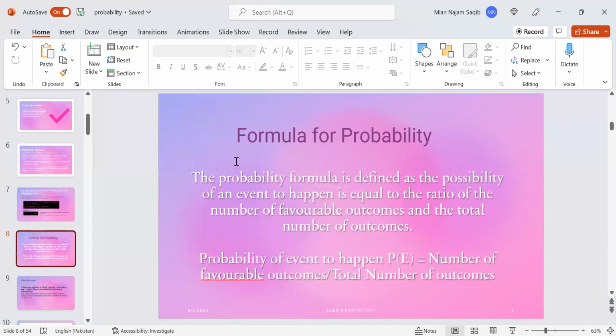the answer is going to be 50%. The formula for probability is defined as the possibility of an event that is going to happen, which is equal to the ratio of the number of favorable outcomes and the total number of outcomes. And it's expressed one on top of the other.